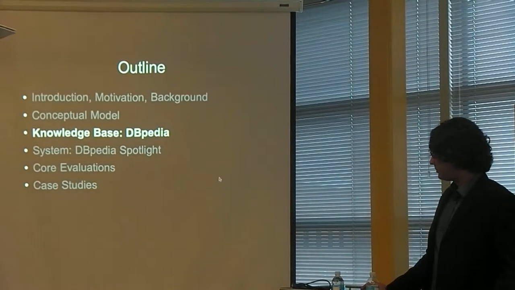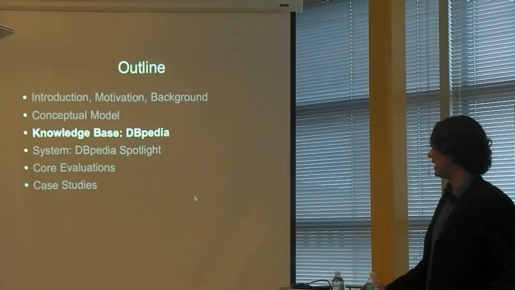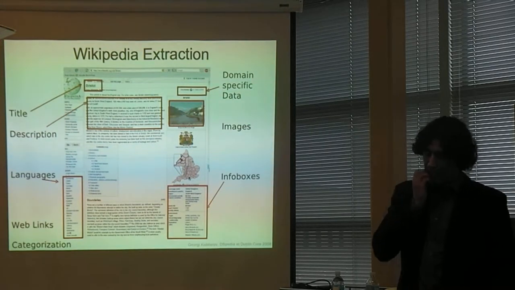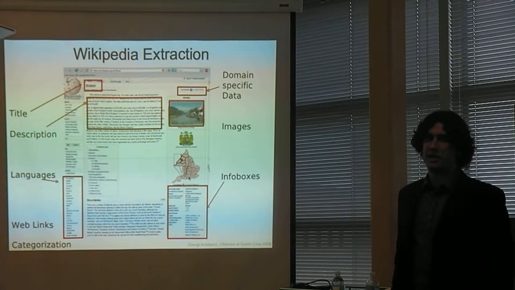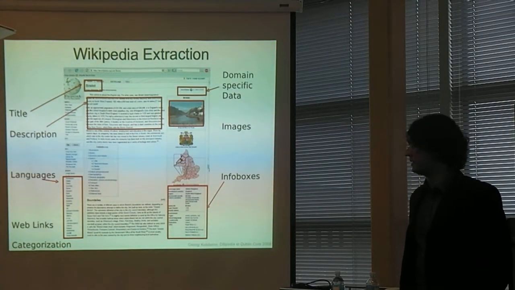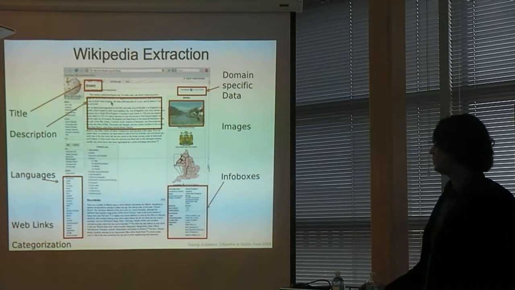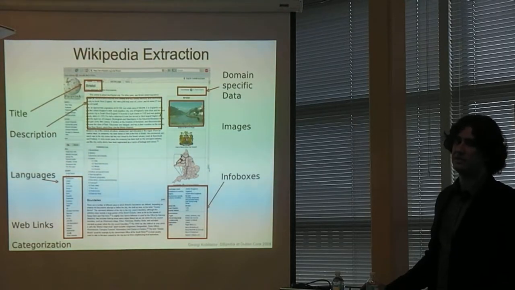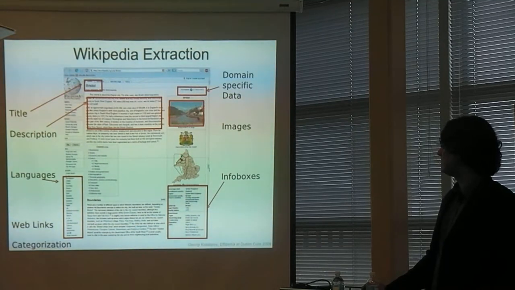So I will talk a little bit now about the knowledge base that we have. DBpedia is a knowledge base that was created from automatic facts extracted from Wikipedia, and later a community process to then map these facts to an ontology. Things are extracted from Wikipedia by looking, so the name of the entity will come from, for example, the title. You have some description that gives you some words and context that are related to this entity. You might have some geotagging, some domain-specific data.